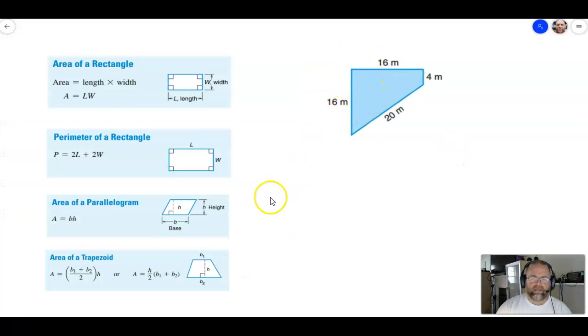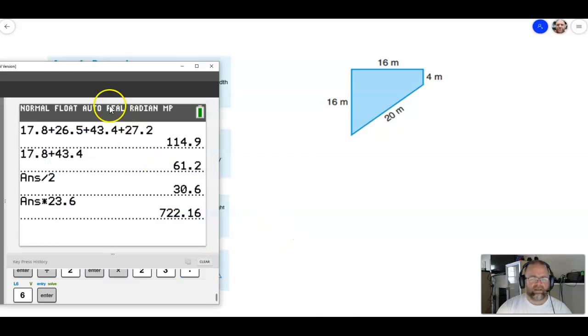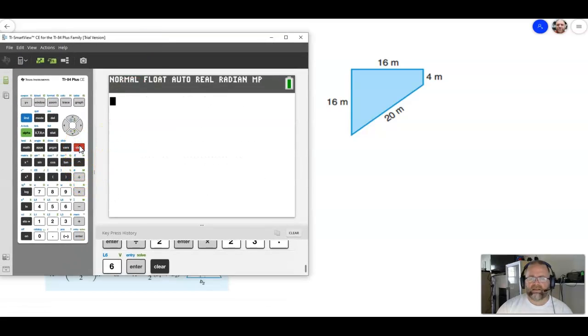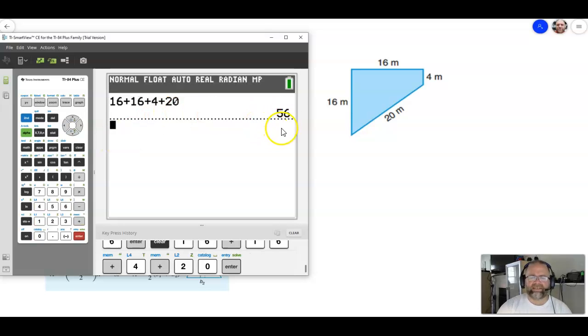All right, so go ahead and find me the perimeter and the area of this quadrilateral here. Pause the video, and when you're ready to go through the solution, go ahead and unpause the video. All right, once again, the perimeter is going to be pretty easy. We're just going to add up the four sides. So 16 plus 16 plus 4 plus 20, and we have a perimeter of 56.